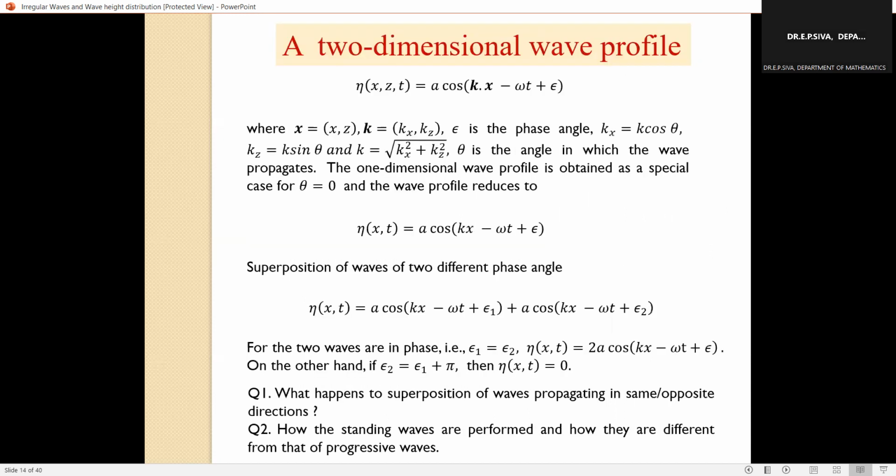Now, from a single one-dimensional wave, I say eta is equal to a cos(kx minus omega t plus epsilon). That is one-dimensional because only x and t are there, so the wave is propagating only along the x-axis. But what will happen if the wave is propagating in two dimensions? Here k is the wave number, and kx minus omega t is the wave phase.